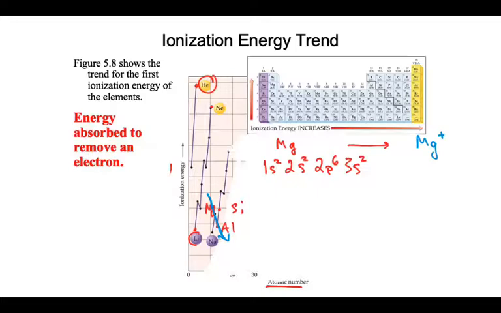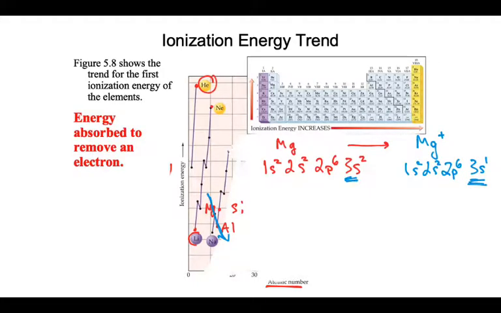Let's take a look at magnesium. Explain this. What is the electron configuration for magnesium? Everybody agree? Cool. What is the electron configuration for magnesium after I have ionized it? What does it mean to ionize? Not adding a charge. I removed an electron. By removing an electron, a charge has appeared. So it becomes 1s2, 2s2, 2p6, 3s1. Everybody see that?